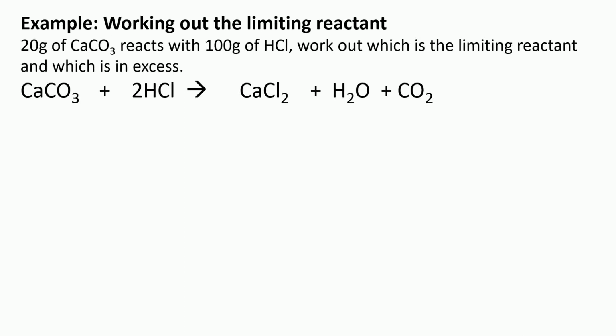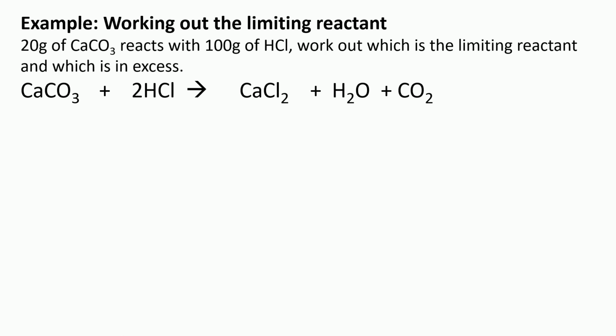Let's take a look at how you work out which is the limiting reactant and which is the reactant in excess. In this example, the question tells us we've got 20 grams of CaCO3 reacting with 100 grams of HCl, and we need to work out which is the limiting reactant and which is in excess. And you will always be given the symbol equation on your exam question. So with these, all we do is work out the number of moles of each reactant using either moles equals mass over Ar if we're dealing with atoms, or moles equals mass over Mr for a molecule.